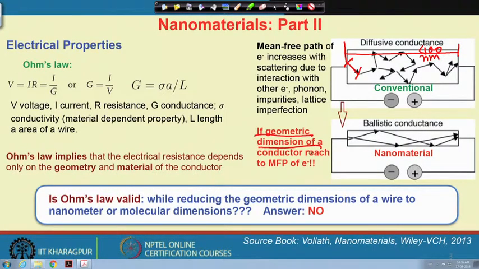So, when the geometric dimension of a conductor reaches the mean free path of an electron, then we will get a ballistic conductance. It basically says that the length of the wire is almost close to the mean free path of the electron. So, let us say this is the mean free path, it is almost very close, and it is going to change the whole electrical properties of a nanomaterial. That is the idea.